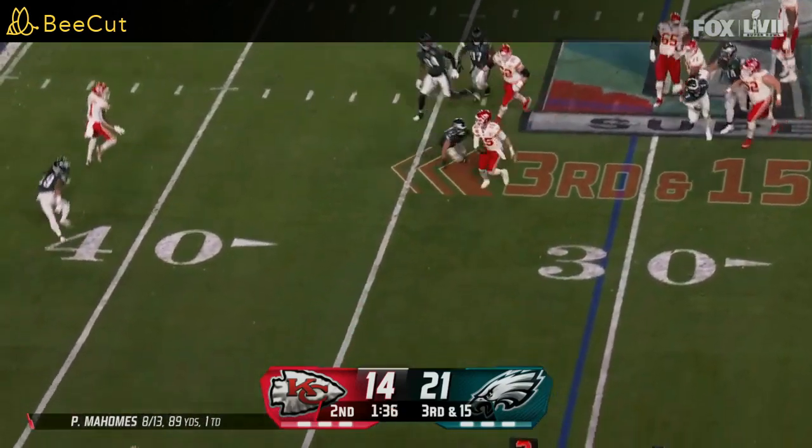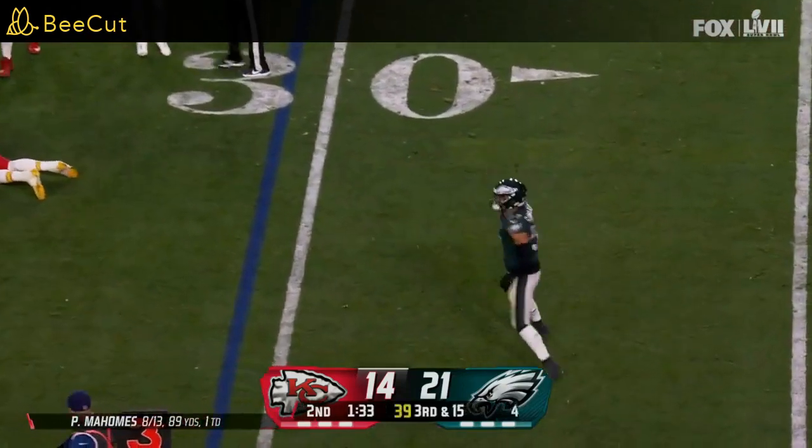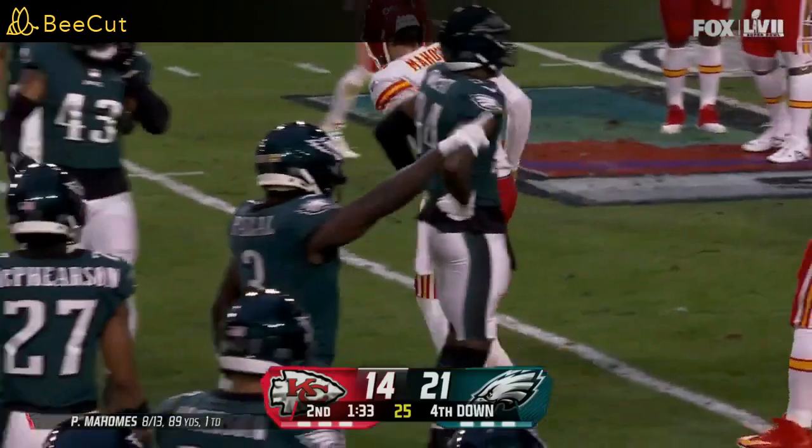Mahomes now going to tuck it and run, and he is taken down. T.J. Edwards came to get him. And Mahomes is slow getting up.